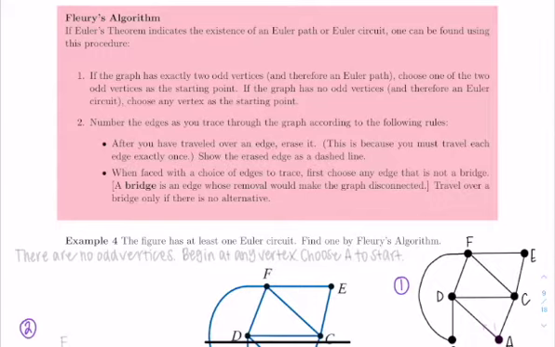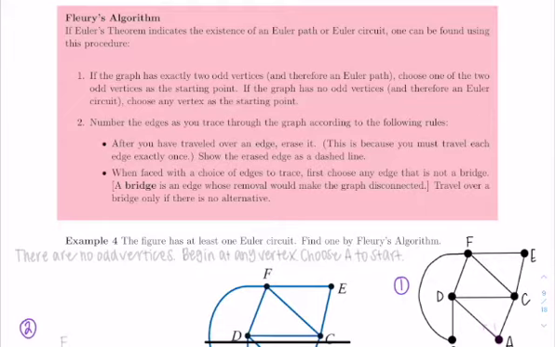When faced with a choice of edges to trace, first choose any edge that is not a bridge. Remember that a bridge is an edge whose removal would make the graph disconnected. Travel over the bridge only if there is no alternative.